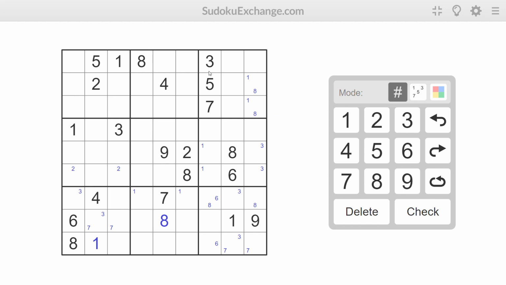Now this column cannot have a 6. This column cannot have a 6 because there's already a 6 here. And these two cells can only contain a 1 or an 8. So this is the only place where we can put a 6.